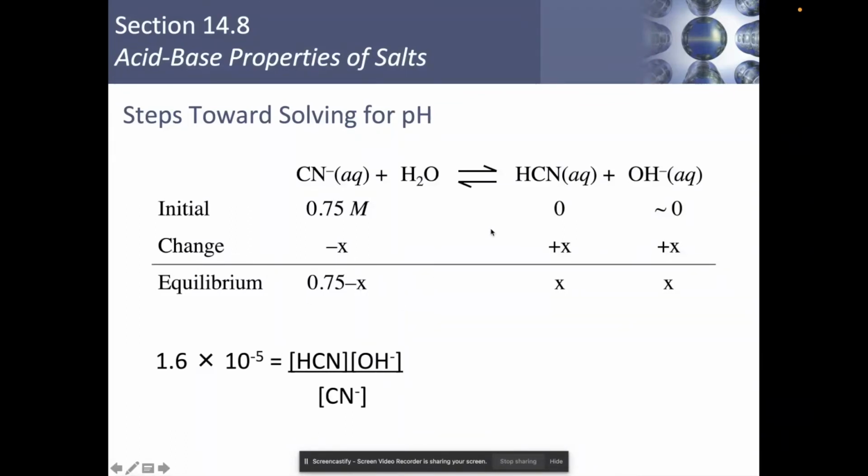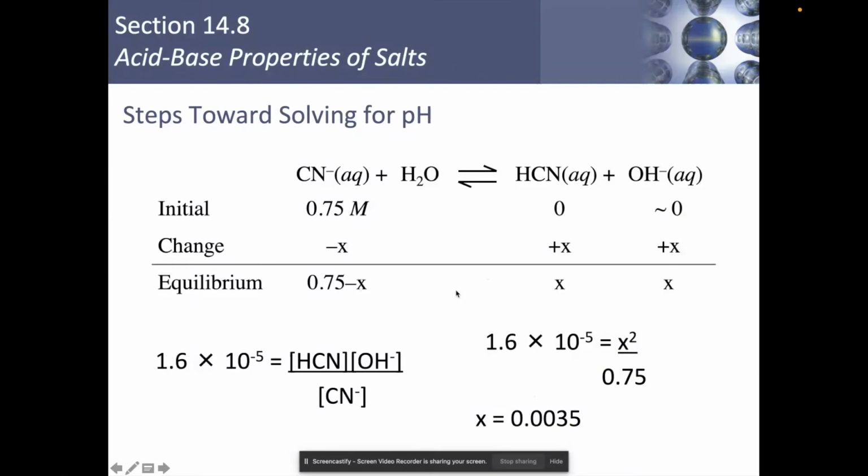So I've got HCN here, that would be x. I've got OH minus, that would go here. I've got 0.75 on the bottom. And just like before, I can ignore the minus x because this is such a small number. And so I would do 1.6 times 10 to the negative 5 times 0.75, and that would give me x squared. So x is 0.0035.